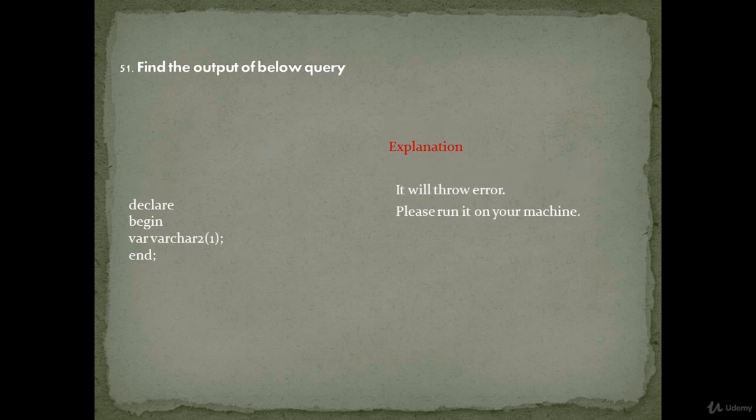Clear? Question number 51. Find the output of below query. Declare, begin, varchar2(1), end. In this piece of code, we declare one variable var, but there is no value, nothing. We are assigning nothing into that variable. So declaration only is not enough. Begin end is the execution block of PL/SQL, and in that we at least have to give some value. If nothing, at least we have to give null. We cannot only declare a variable without any value assigned inside the executing block of PL/SQL. If you see in the explanation part, it will throw an error because there is nothing inside the execution block. So please run it on your machine, you will find the error.